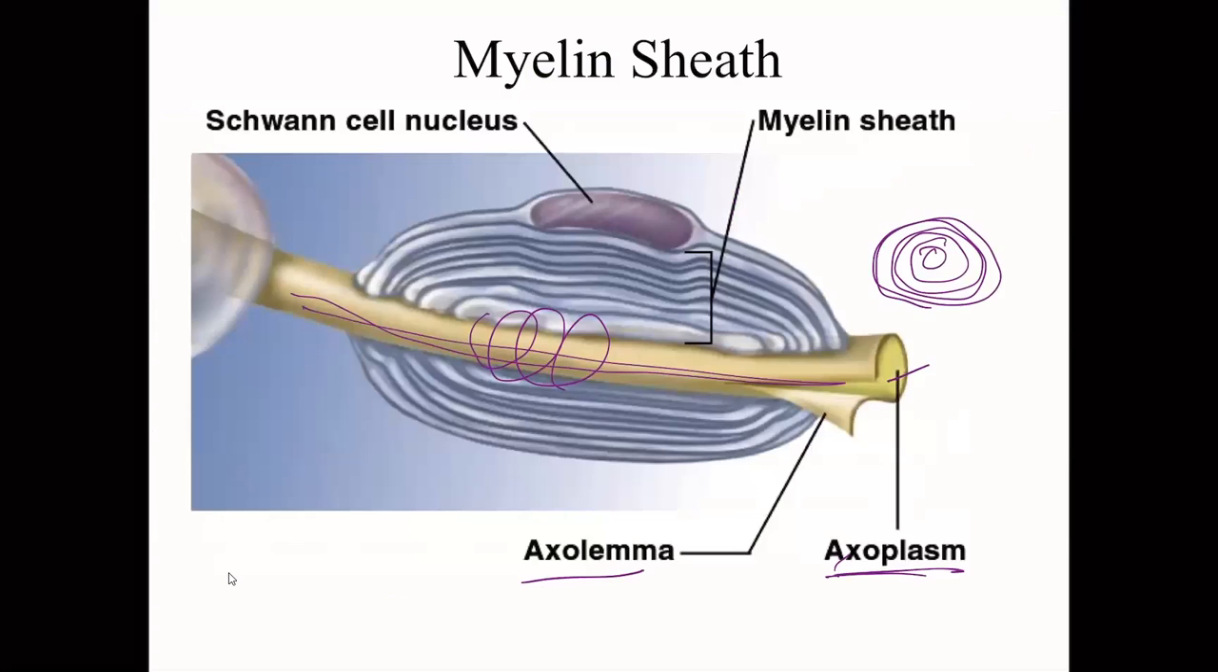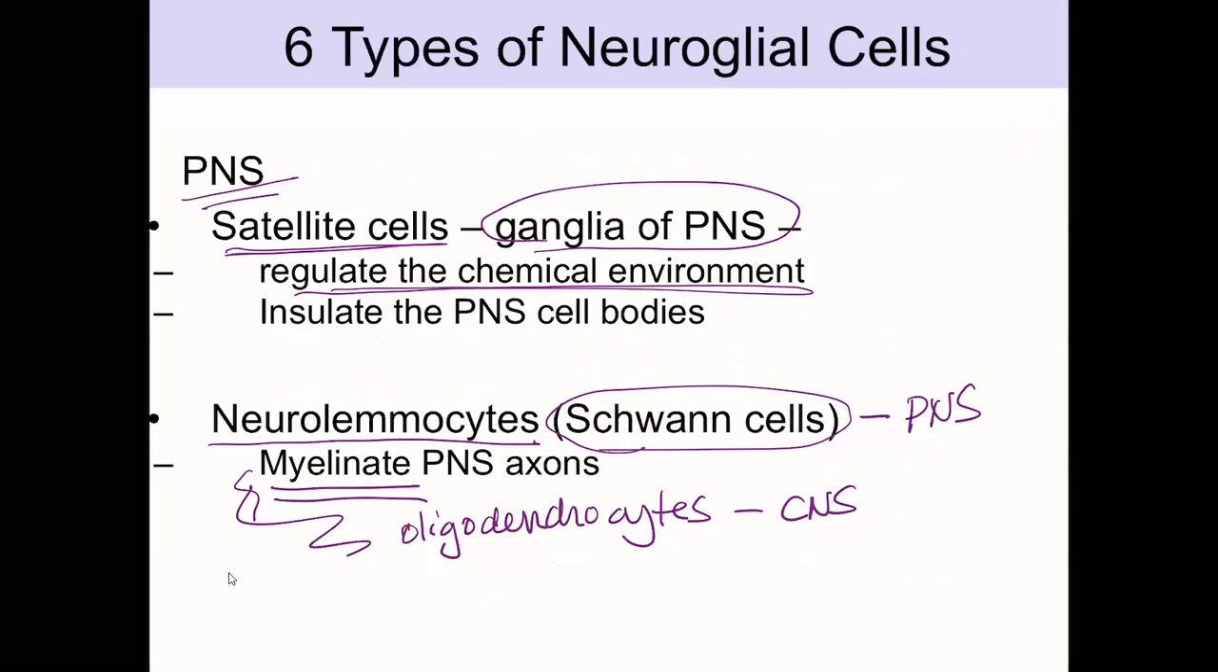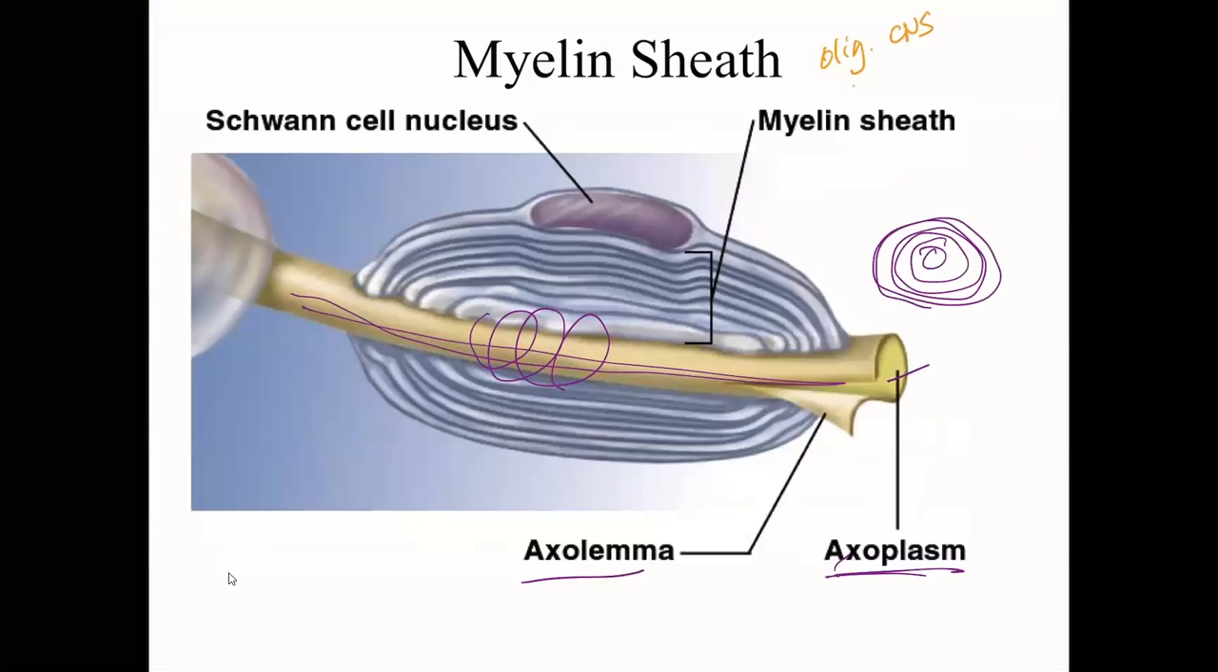So there's a picture of myelin again, and it's a cell that's wrapping it. It's either oligodendrocytes in the CNS or neurolemmocytes in the PNS. And it's really, really important for your nervous system to function properly.